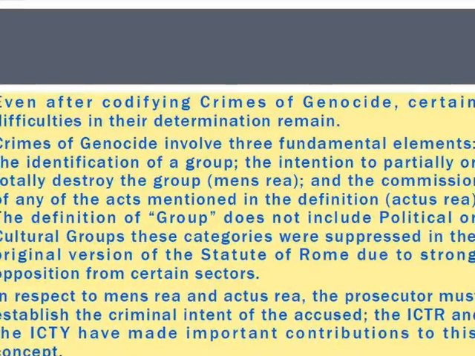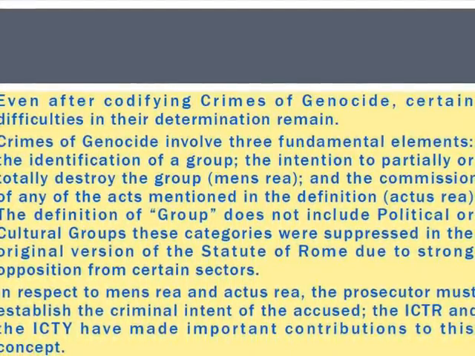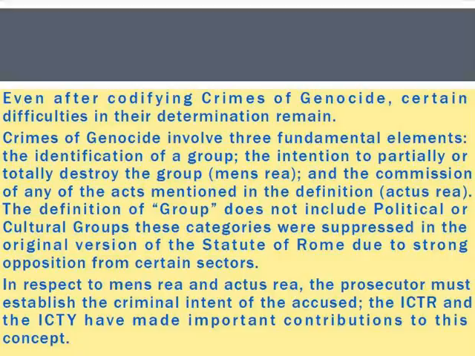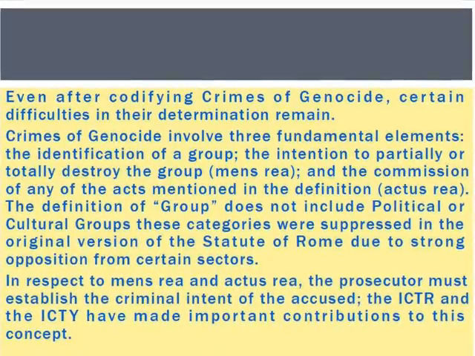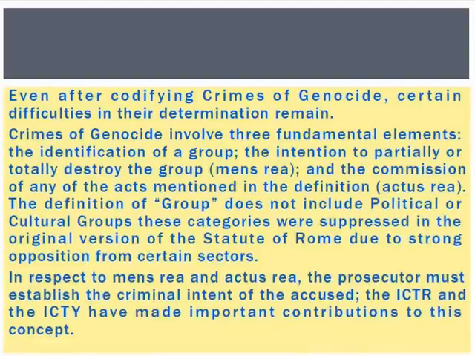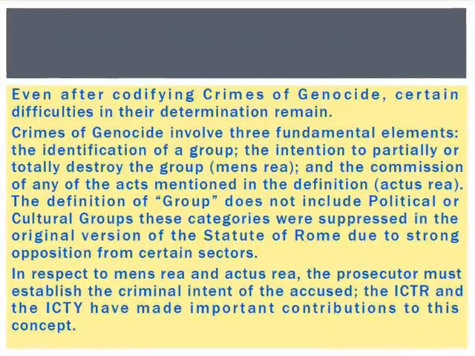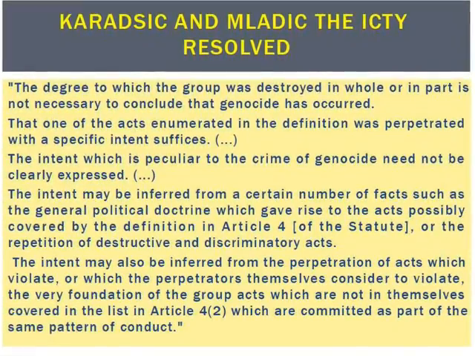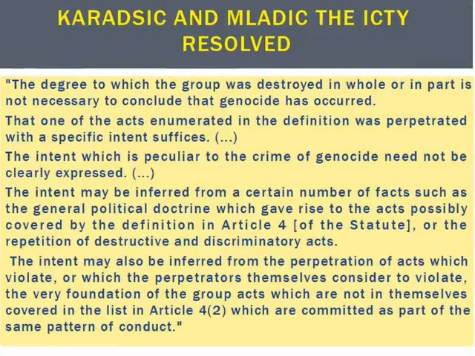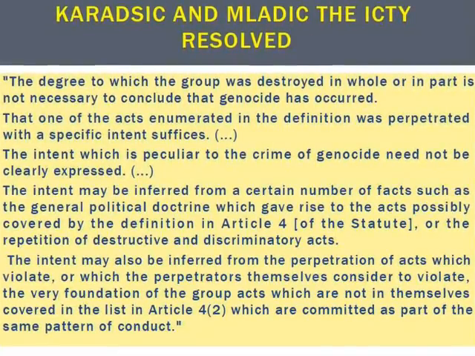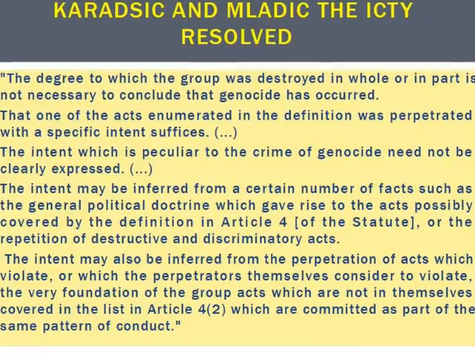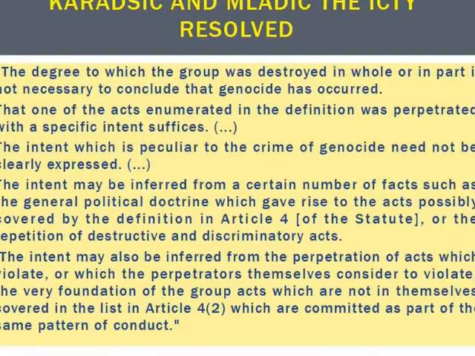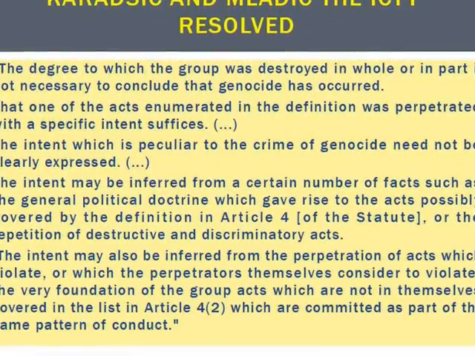In respect of mens rea and actus reus, the prosecutors must establish the criminal intent of the accused. The International Criminal Tribunals for Rwanda and Yugoslavia have made important contributions to this concept. In Karadzic and Mladic of the former Yugoslavia, which was dissolved, the degree to which the group was destroyed in whole or in part is not necessary to conclude that genocide has occurred; that one of the acts enumerated in the definition was perpetrated with the specific intent suffices.